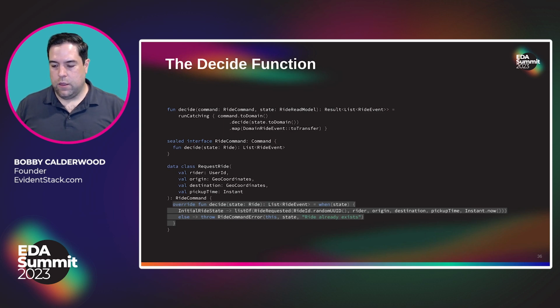So in this case, the request ride command comes in. We're going to return a list of the ride requested event. And that's it. It's just a list of one thing. It's just, hey, this ride was requested. User is waiting for a ride to come pick them up.